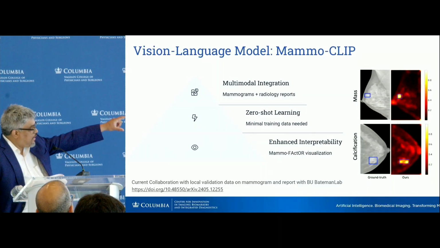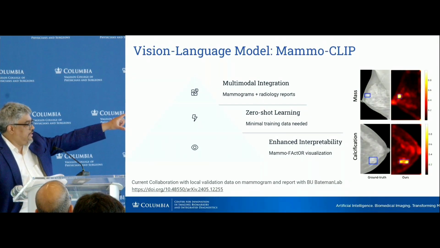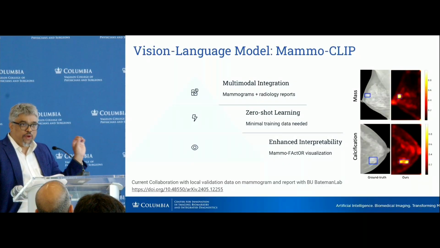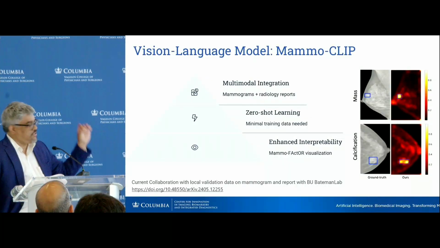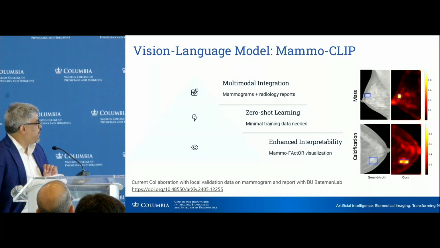And you can see that based on the reports, you are able to predict in the heat map where there will be calcification or where the masses will be. So it's a weakly supervised model which learns from the reports where those pathologies or indicators of cancer could be. So I'm really excited about this work.